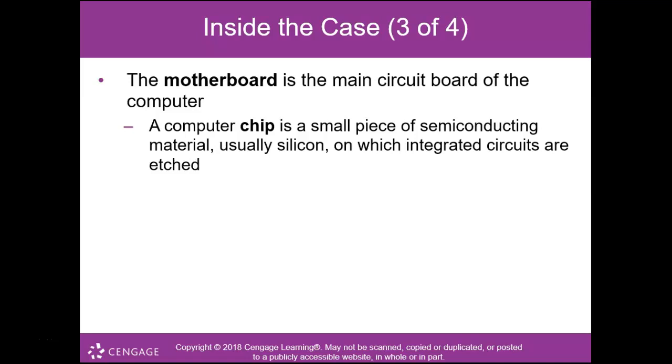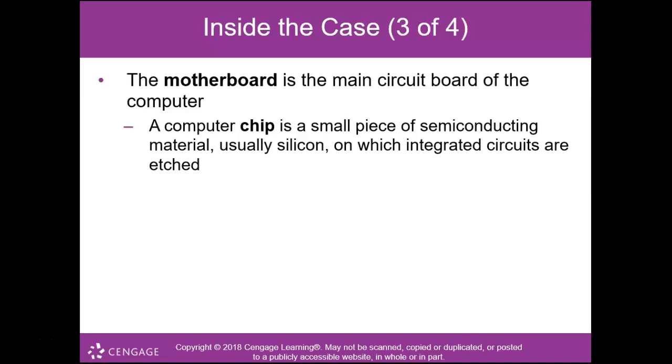In addition to the motherboard, we want to talk about a computer chip. A computer chip is a small piece of semiconducting material. A semiconductor material has electronic conductivity built in. Semiconductors are usually made of silicon, in which integrated circuits are etched. So what's an integrated circuit? An integrated circuit contains many microscopic pathways capable of carrying electrical current. We're going to talk shortly about how that electrical current is utilized.